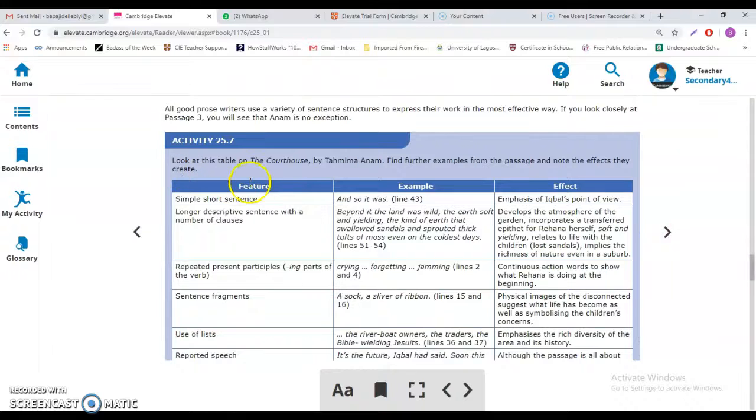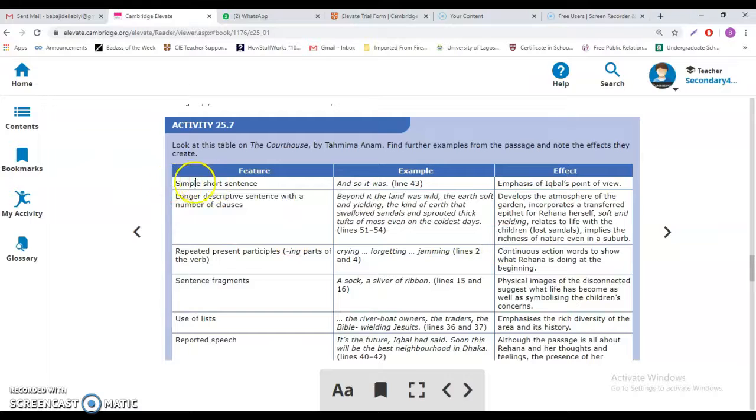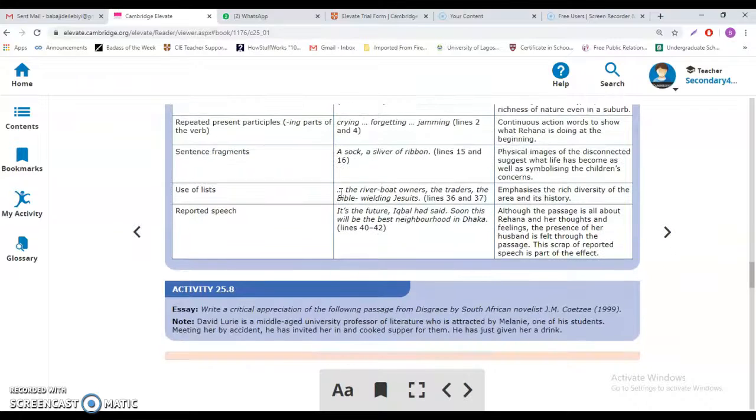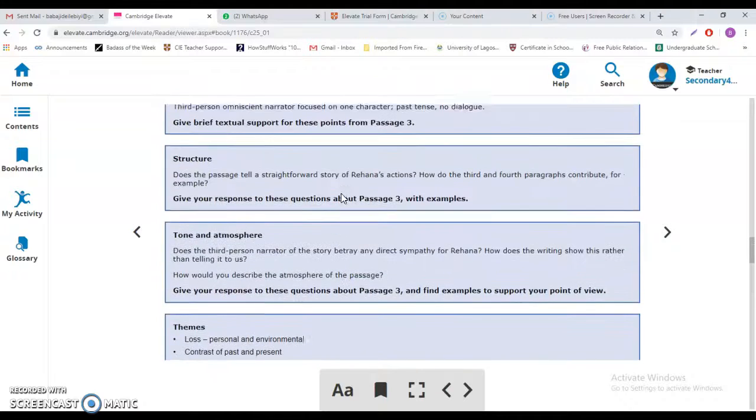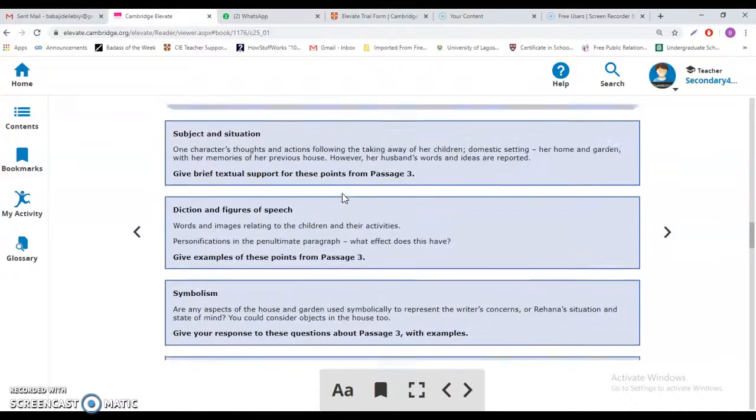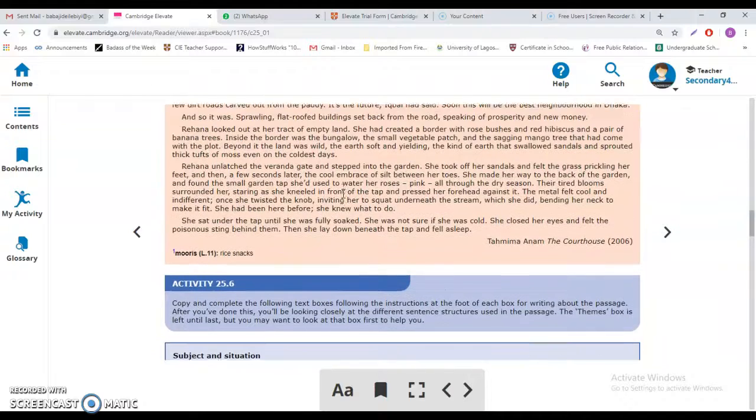You have examples of things that make up sentence structure. So this is a more close analysis of sentence structure, and you can see the features here, the examples and their effects. For example, you'll see the effect of simple short sentences. Writers make their choices deliberately. So if you have quite a number of short sentences, there is a reason. There is a reason for fragments, there's a reason for use of lists and all of those things. So I've been able to combine all three of these into one table, an infographic that we can use to plan for our own prose analysis.